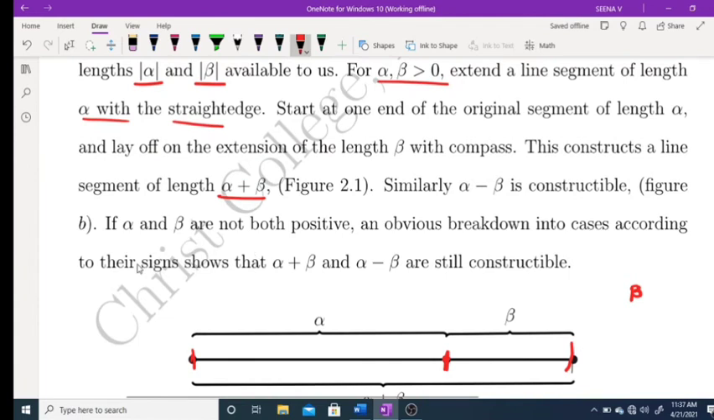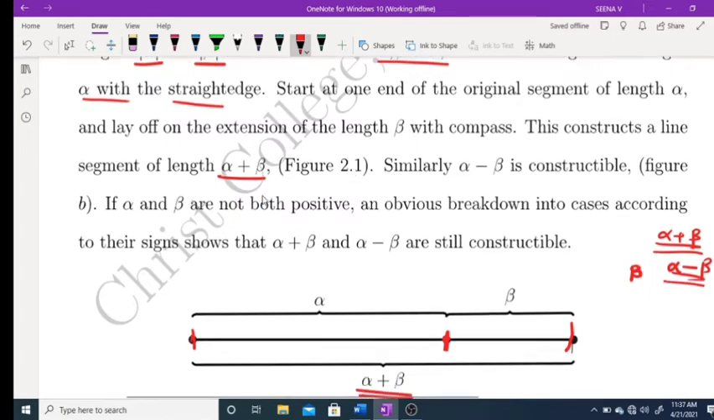If alpha and beta are not both positive, an obvious breakdown into cases shows that alpha plus beta and alpha minus beta are still constructible. If both are positive, then it is as above. If beta is negative, alpha plus beta is the same as alpha minus beta.